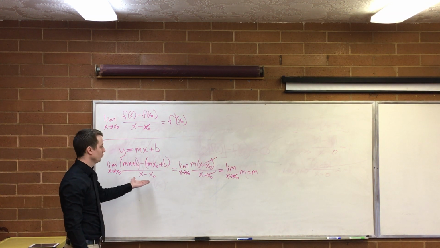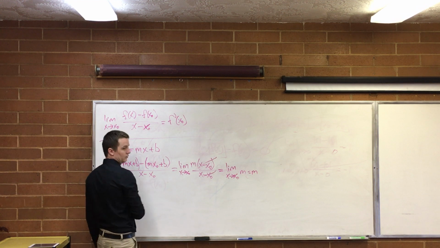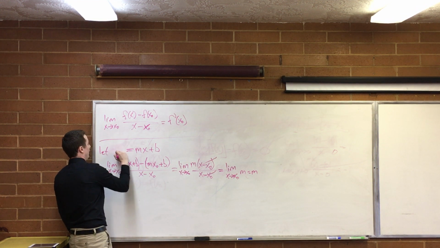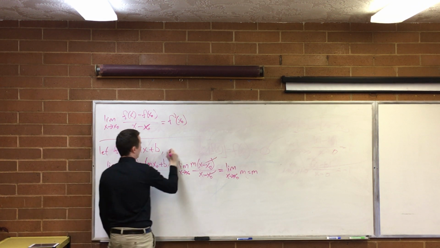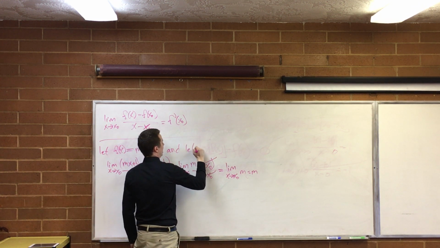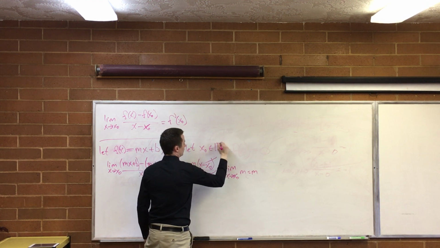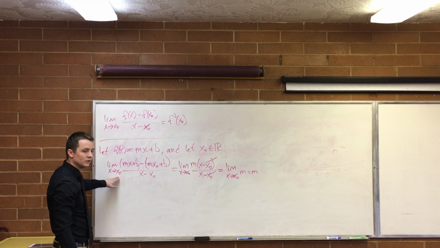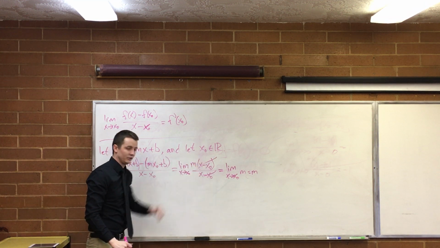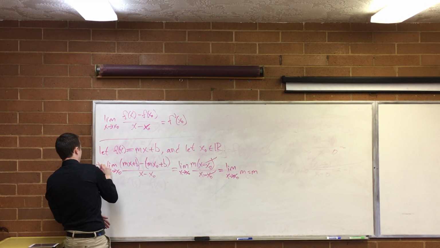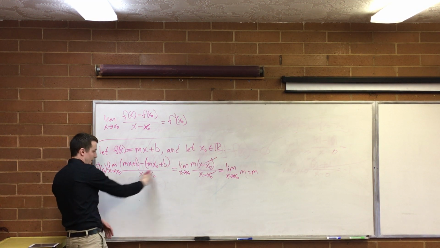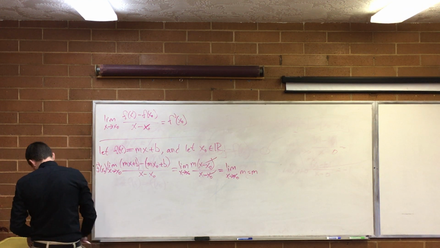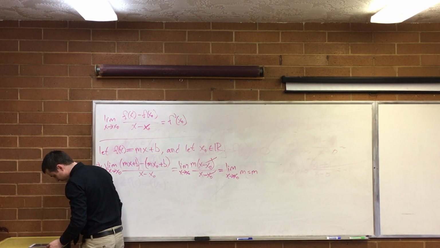All we knew about x naught was it was some point in R. So maybe I should have started this with something like, let f of x equal that, and let x naught be any real number. Now we're going to prove that the derivative at x naught, any real number, is always m. So f prime of x naught is equal to m. Good? Okay. Let's do another one.